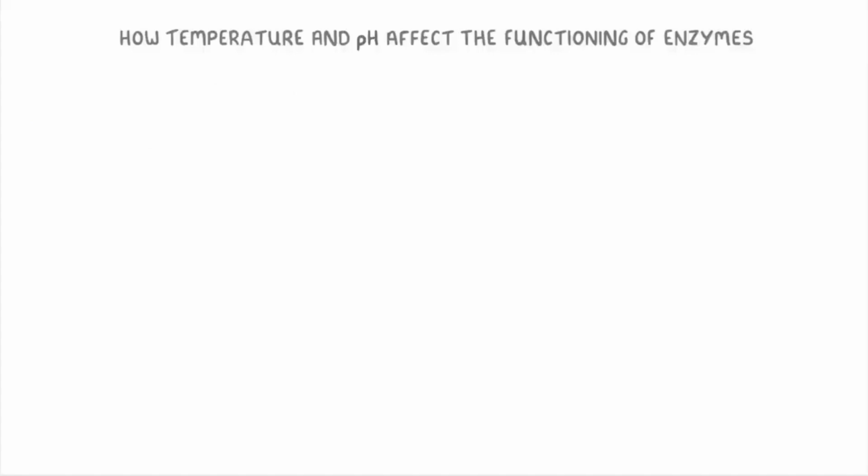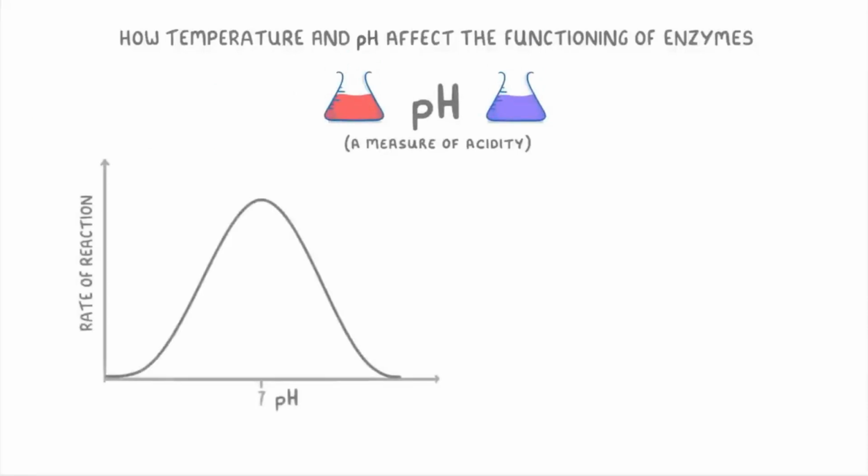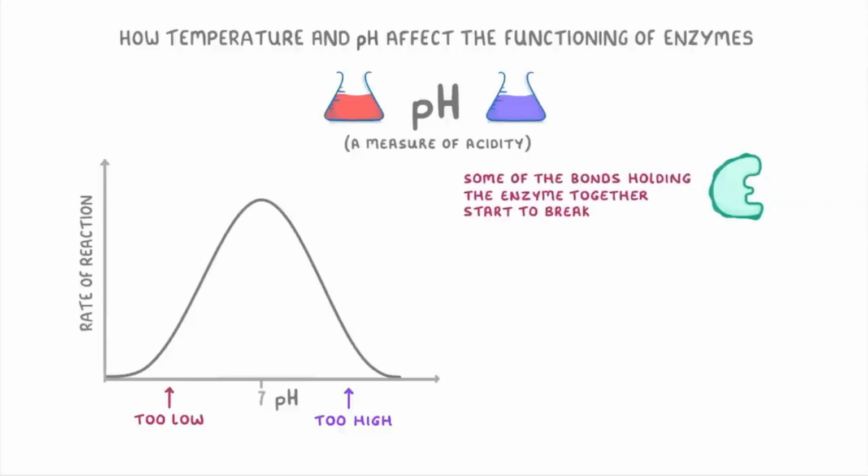The other factor that can affect enzymes is pH. pH is a measure of acidity, and as you can see on this graph here, if the pH gets too high or too low, then it will lower the rate of reaction. Just like with high temperatures, this is because some of the bonds holding the enzyme together start to break, and so the active site starts to change shape.